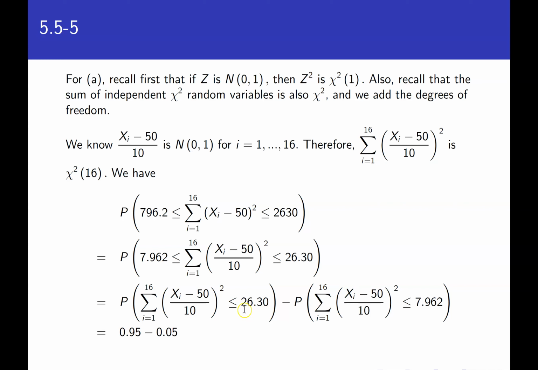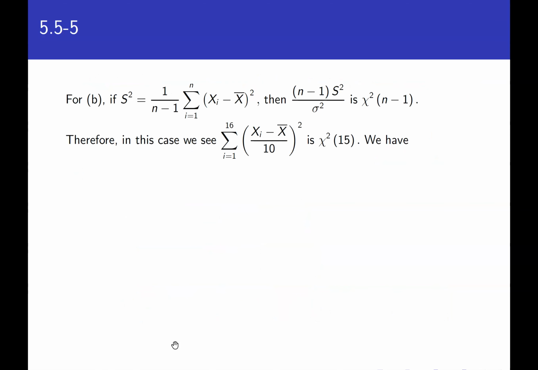For the 26.3, the probability that the chi-squared on 16 degrees of freedom is less than that value is 0.95. Similarly, for the 7.962, the probability is 0.05 that the chi-squared random variable is less than that. So we get 0.9 for the probability.